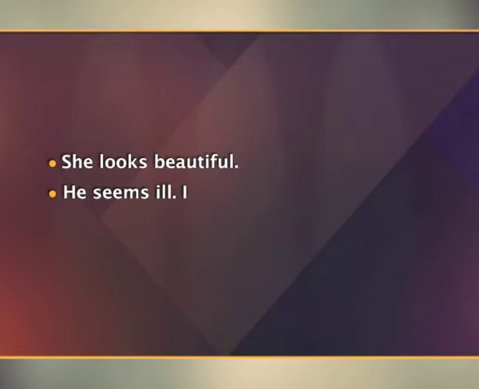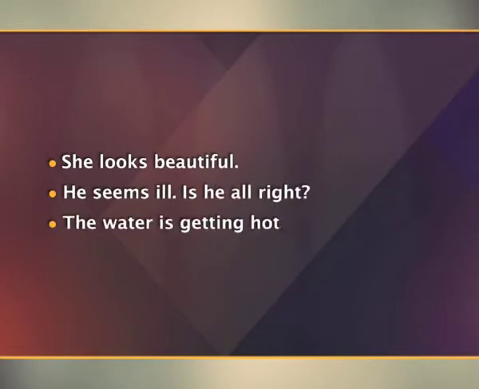When an adjective follows a linking verb such as feel, become, seem, get, is, look and smell, the word complements the verb and is known as a predicative adjective. The adjective doesn't modify the verb but refers to the condition of the subject. Example: she looks beautiful. He seems ill. Is he all right? The water is getting hot.